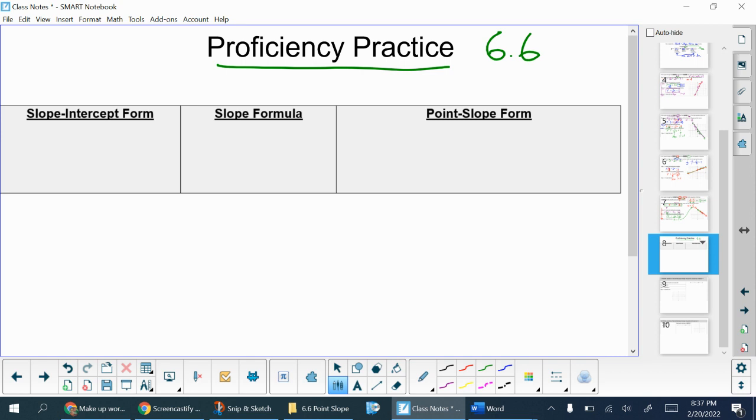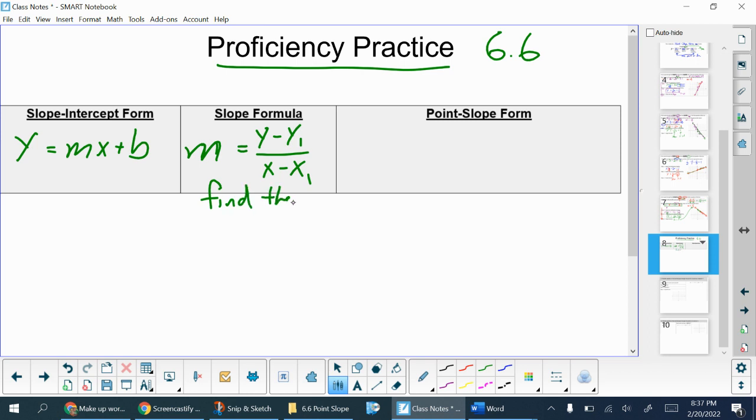Okay, so if you're sticking around to watch this second part, proficiency practice, the first thing they want is just the 3 things that we're going to need here. Slope-intercept form, that is our y equals mx plus b. We're going to try to end up with that on all of these. Slope formula, that's m equals y2 minus y1 over x2 minus x1. That is just to find the slope. And then point slope form is y minus y1 equals m times x minus x1. That is the other form of the line.